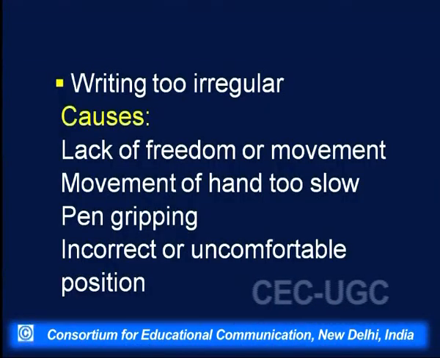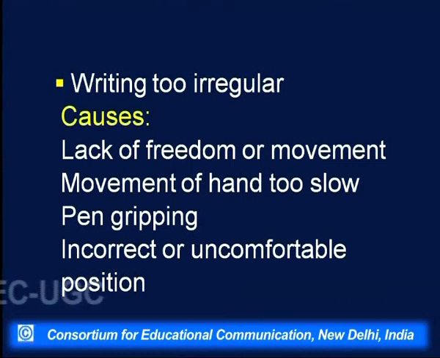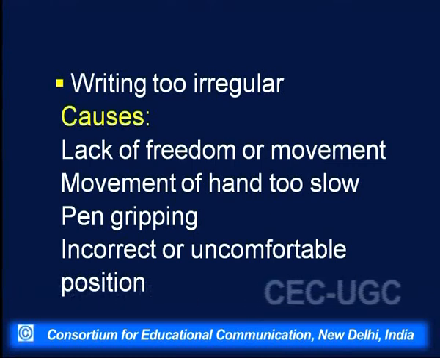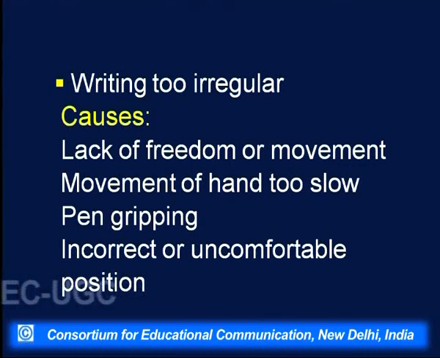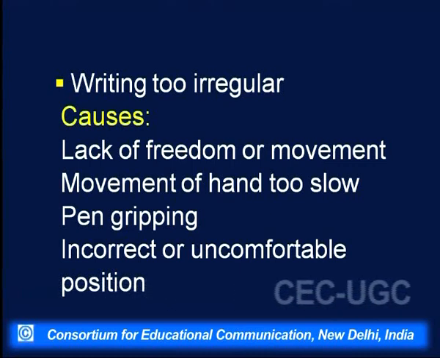Then another defect is writing too irregular. Why? Because it has its own causes. Lack of freedom of movement. There should be a proper space in writing. So we have to be very careful when we see how our students or the writer are sitting, that space should be enough. Movement of hand too slow. If the children or the writers are sitting too closely, then hand movement will be too slow, and pen gripping is not proper. Then incorrect or uncomfortable position.